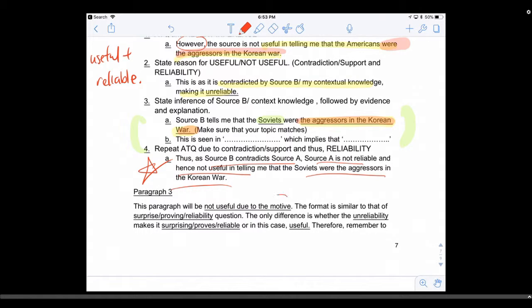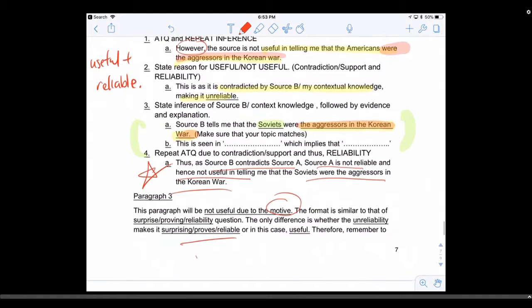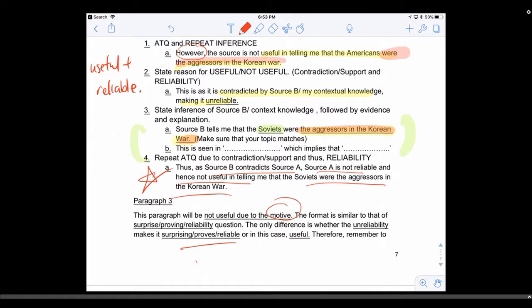So same like all reliability questions, tell me about the motive, right? And then do the same thing again, which is tell me what is the motive. Why does he have this motive? Because of who he is. What is his role in the context? Who does he support? What do you expect him to support? Right? And how does it make it unreliable? So refer to the previous video on how to do this properly. The only thing you're changing is from surprise, now you change it to useful. Okay? So that is how you do a useful question.